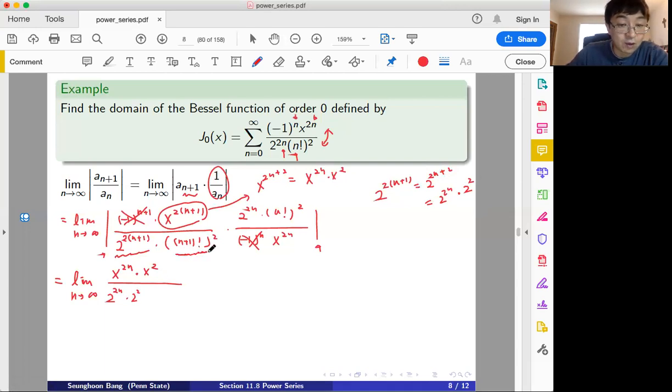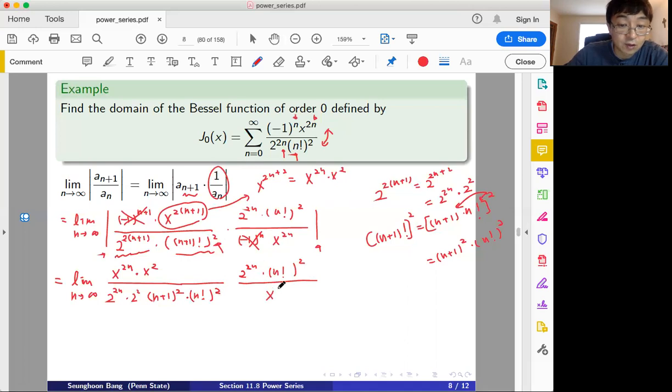The next one, n plus 1 factorial squared. You can split n plus 1 factorial, which is exactly the same as n plus 1 times n factorial. We have a square, so you have to take the square. Next, distribute the power to the first and second factors. This is the same as (n plus 1) squared times (n factorial) squared. So we have (n plus 1) squared times (n factorial) squared, times, for the second part, 2^(2n) times (n factorial) squared over x^(2n).